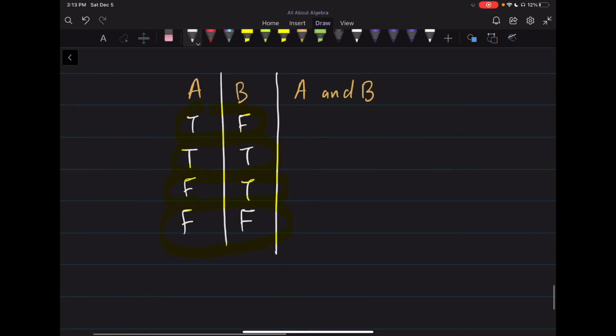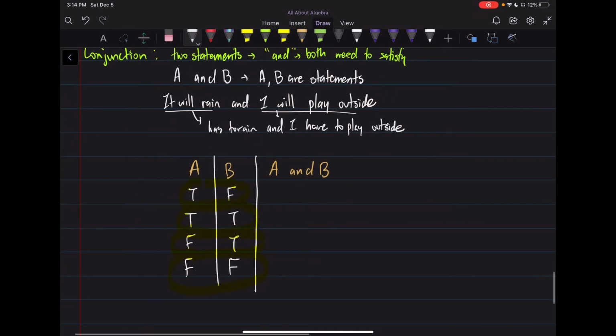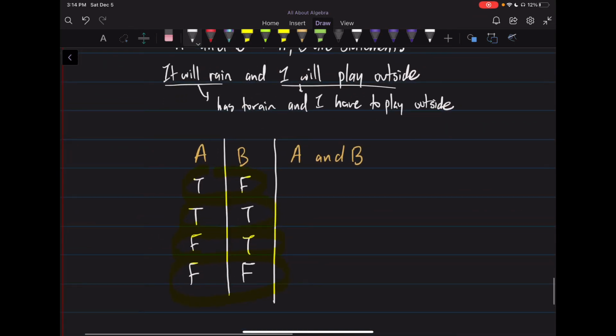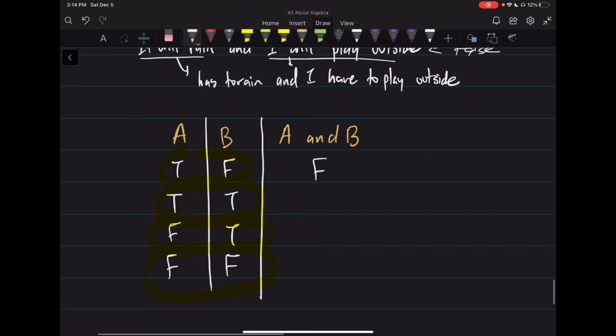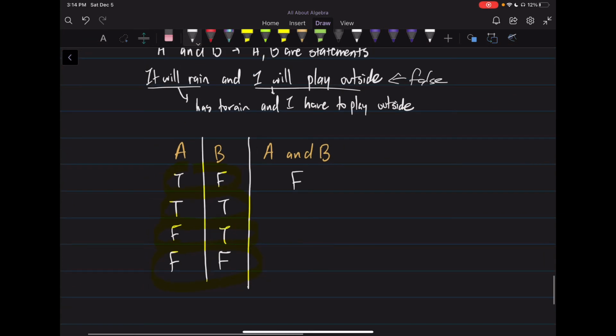Now, what about A and B? So if A is true and B is false, that means that one is true and one is false. Well, if it rains, but you don't go outside to play, then this makes this sentence false because both must happen in order for the statement to be true. So you get false. Now, say it rains and you do go outside to play. Well, then this statement becomes true, right? So you get true.